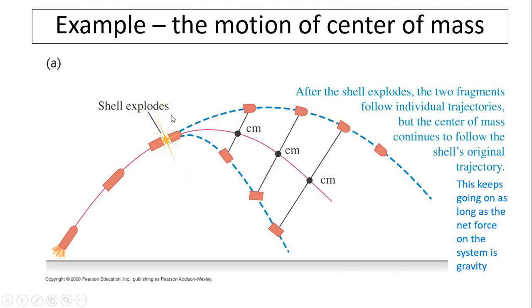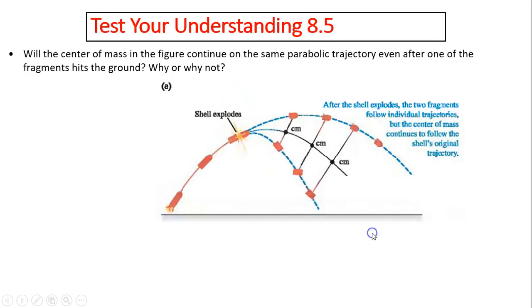Okay, let's take a look at the motion of the center of the mass. In this case, you'll have a net force, which is gravity. So a shell explodes into two parts. Even though it explodes, the net force is still the same. So the center of the mass is still moving along the projectile path. After the shell explodes, the two fragments follow individual trajectories, but the center of the mass continues to follow the shell's original trajectory. This will keep going as long as the net force on the system is gravity. So it will just keep going until the net force changes.